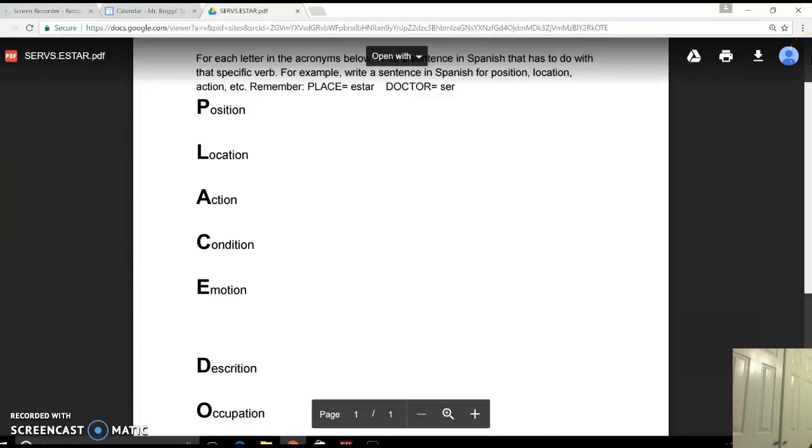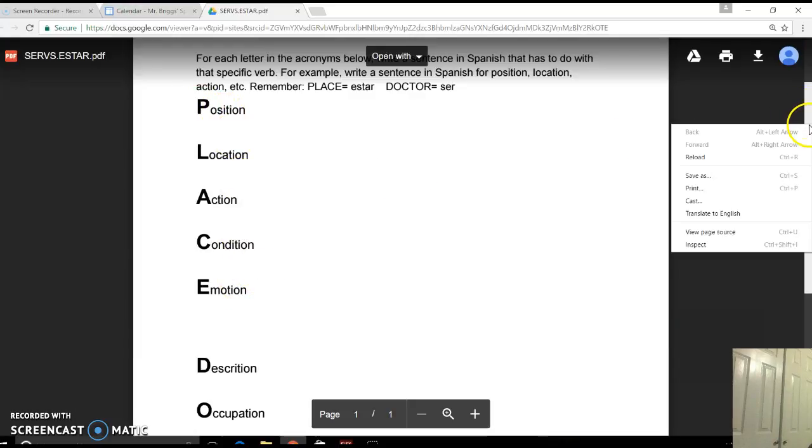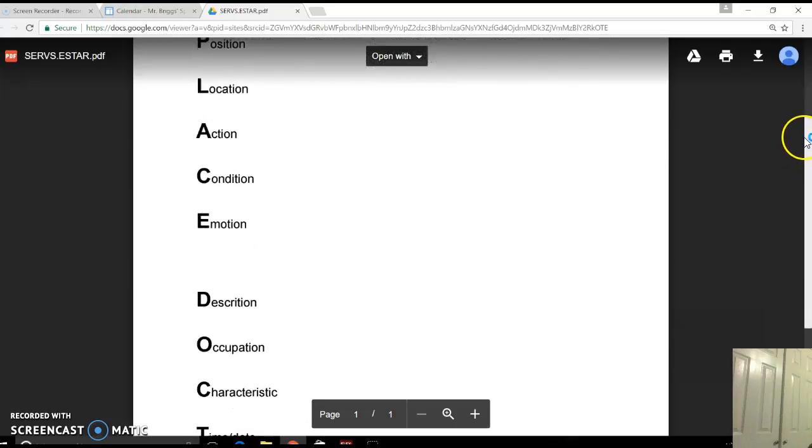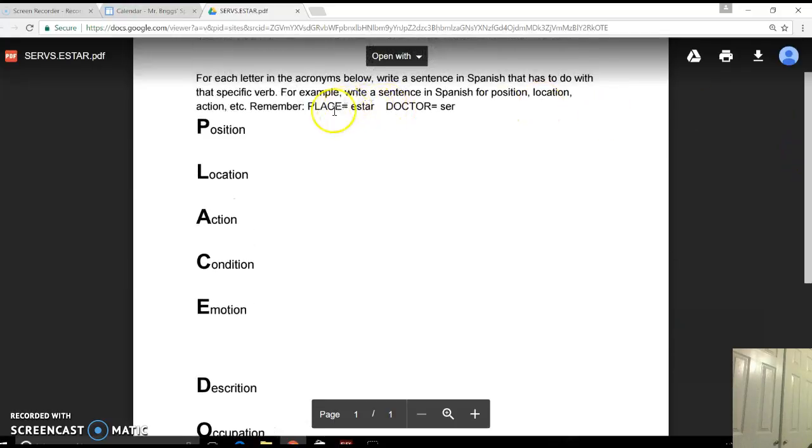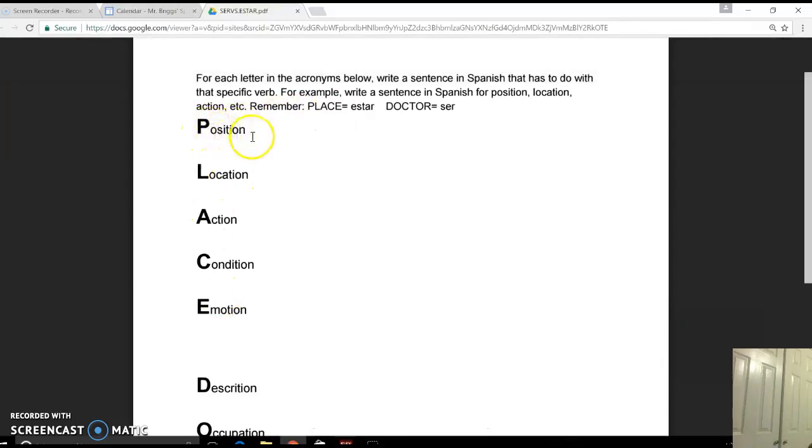If you recall, in class we talked about the verb estar and the verb ser. Estar and ser mean the exact same thing, and we basically broke it down here. We used acronyms so that we could figure out how to use each one of those in different situations. We said that for the verb estar, you would use the acronym PLACE, and that stands for all these different things. P for position, L for location, A for action.